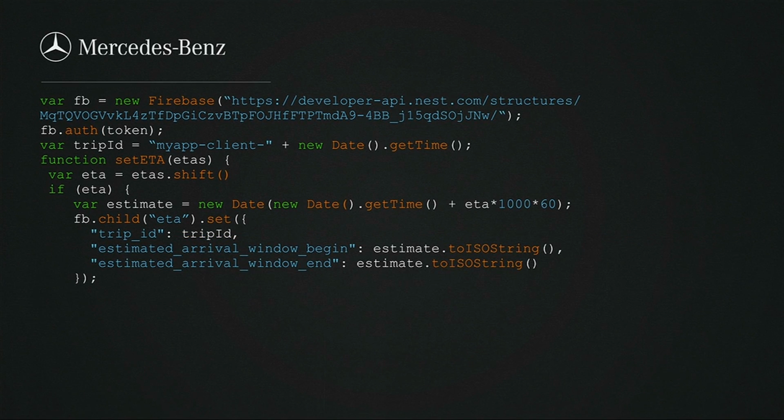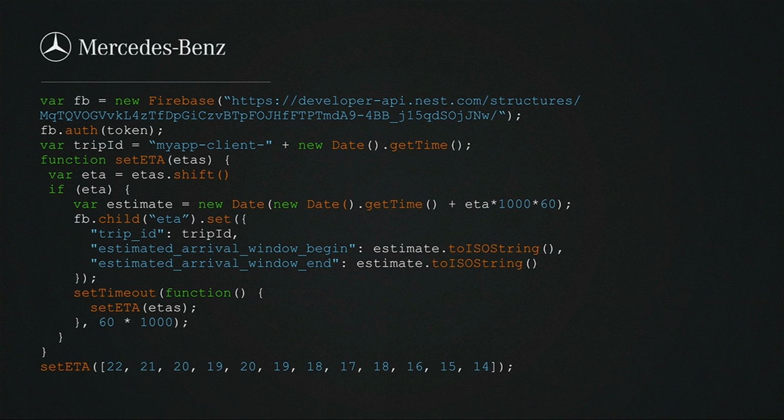Then we take a child value of the structure called ETA, and we set a value with the trip ID as the unique one we calculated, and the arrival window begin and end to the same estimate time. We do allow the flexibility to have a window of arrival time in case you're not sure. In the case of a car nav system, they don't provide much delta on either side. And then we just set up a timeout in JavaScript to set the ETA for the rest of the array. And so this just calls itself recursively, popping elements off the list every minute to set arrival times. And then we just call the whole thing with a simulated set of arrival time streams. A little more complicated, but not crazy.